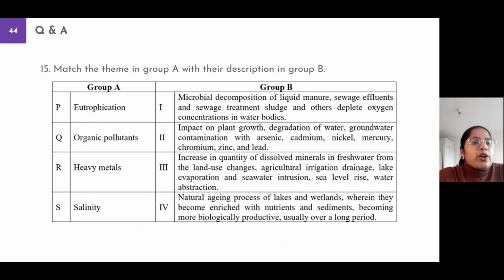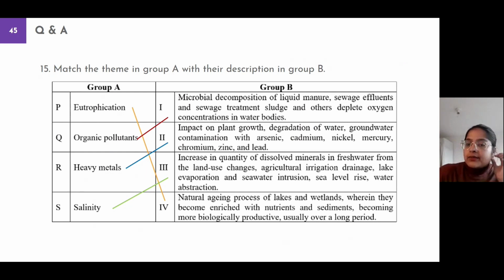So moving on to question 15, where we need to match the themes in group A with their descriptions in group B. So we see that P, eutrophication, matches with 4, which is the natural aging process of lakes and wetlands, wherein they become enriched with nutrients and sediments, becoming more biologically productive, usually over a long period of time.